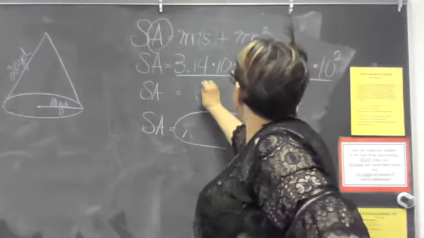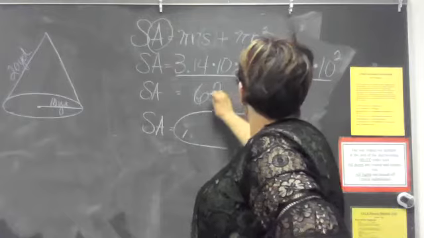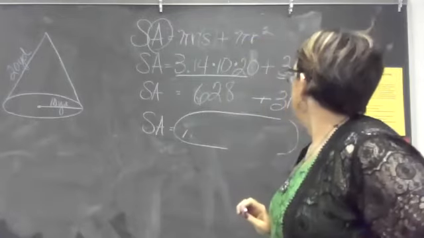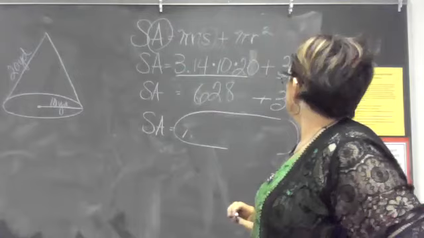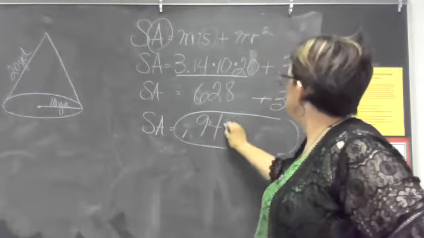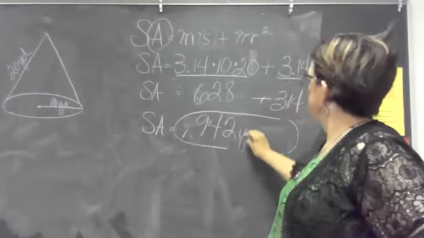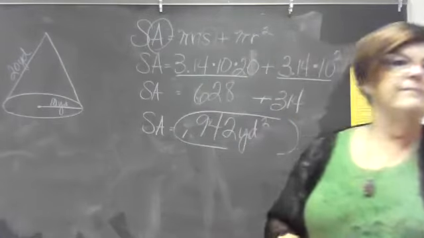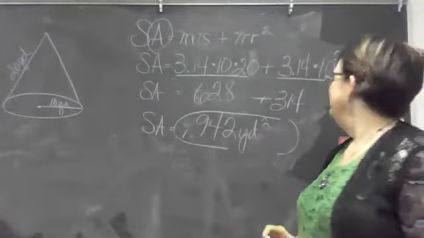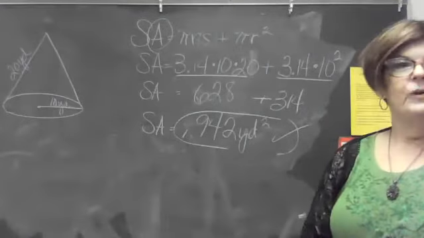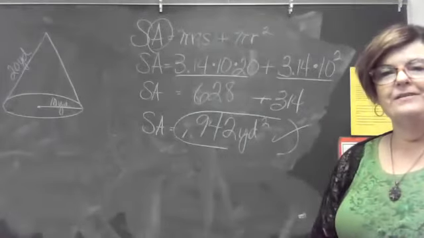So this should be 628. Is that right? Yes. Okay. And then 940. So it should be 942. Is that better? Is that what y'all got? Oh, good. Okay, and thanks to my students, we got it correct this time.